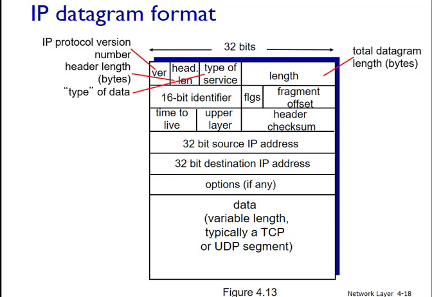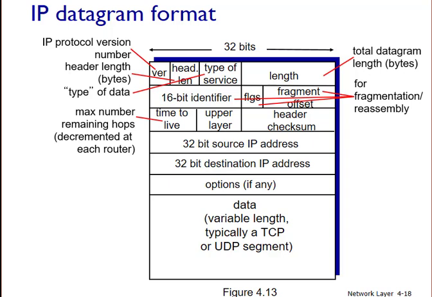Datagram length. This is the total length of the IP datagram, that's the header plus the data, measured in bytes. Since this field is 16 bits long, the theoretical maximum size of an IP datagram is 65,535 bytes. However, datagrams are rarely larger than 1500 bytes. Identifier, flags, fragmentation offset. These 3 fields have to do with so-called IP fragmentation, a topic that we'll discuss shortly. Interestingly, the new version of IP, IPv6, does not allow for fragmentation at routers.